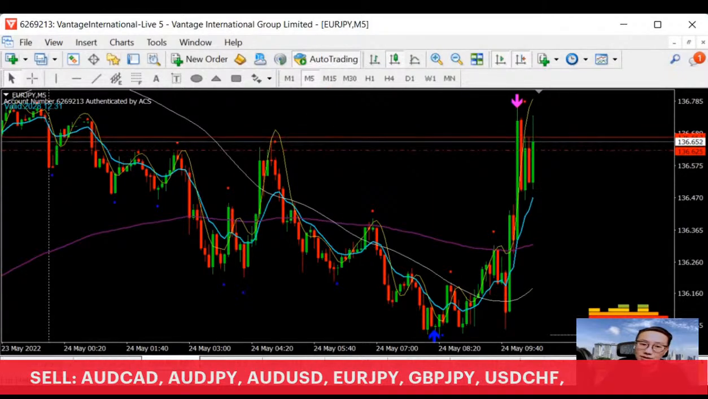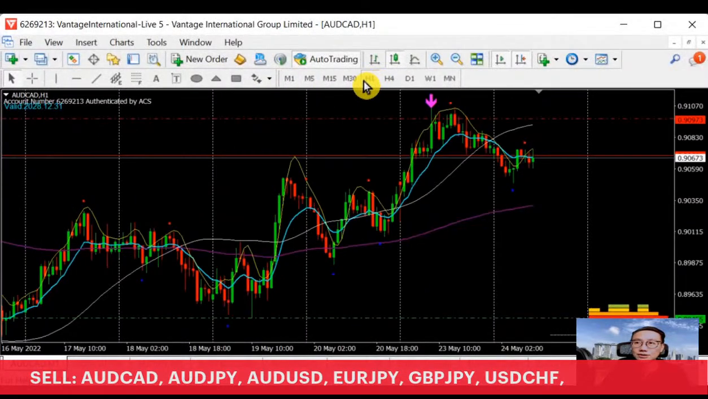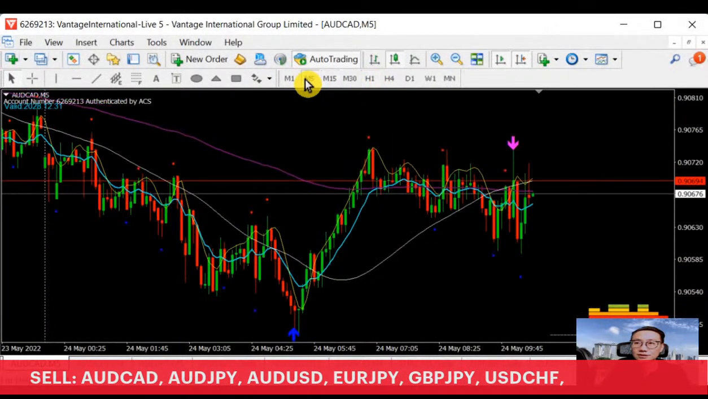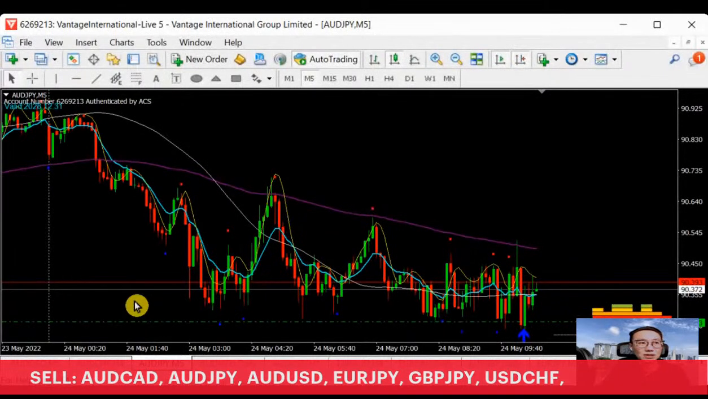How about Aussie cat? Look at Aussie cat. Oh my god, Aussie cat is having a sideways, so nothing to look at on Aussie cat. Let's look at Aussie Yen. Not breaking the support yet.